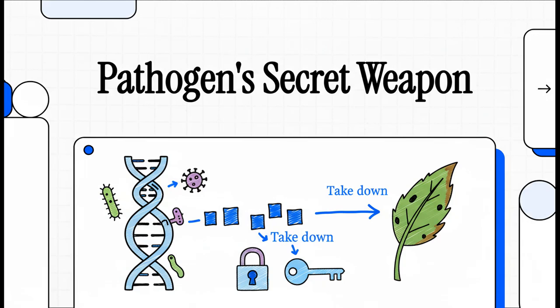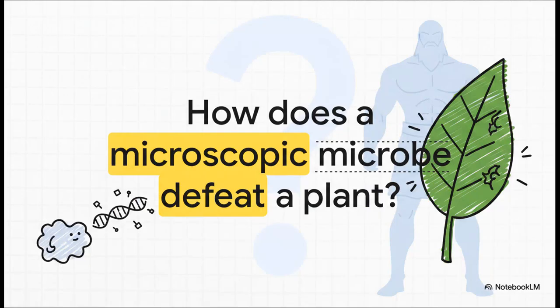Today, we're diving into a microscopic arms race. We're going to break down the genetic tools that these tiny little pathogens use to take down entire plants. And you know what? It's a battle that really all comes down to their secret weapons, their genes. I mean, it really seems like a classic David versus Goliath story, doesn't it? How can something you can't even see bring down a plant that's thousands, maybe millions of times its size?